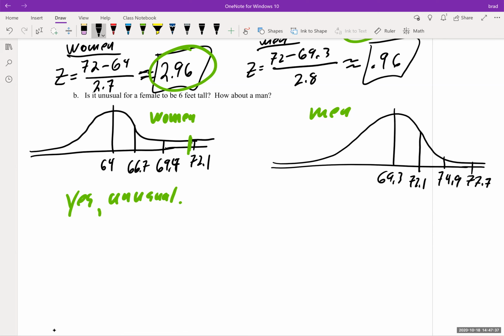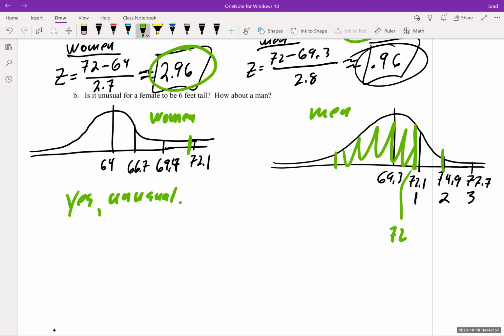So this is 1 standard deviation, 2 standard deviations, 3. We're at 0.96, so we're right here somewhere, right? That's where 72 is. So we're not even 1 standard deviation. Is that unusual? Doesn't it say that 95% of the data is in here? So that's not unusual at all. So we would say no, not unusual. That's a lot of negatives in one sentence, but you guys get the idea.